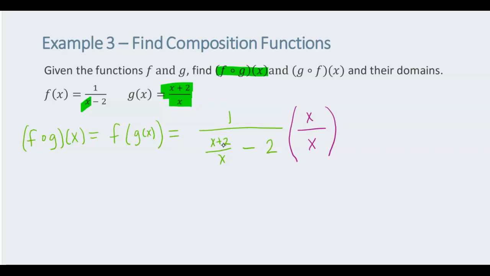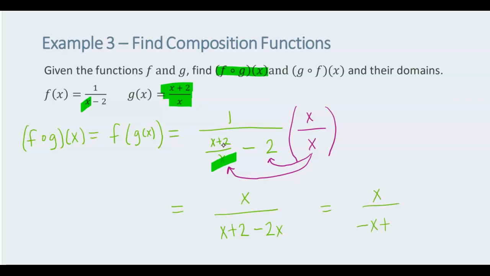So in the numerator, when I multiply, I'll get x. This x in the denominator is going to distribute to both of these items. It's actually going to cancel with that fraction for the first part here. That's going to cancel. And so I'll have x plus 2 left. And then I'll have a minus 2x. So this ends up being x over, it looks like negative x plus 2.